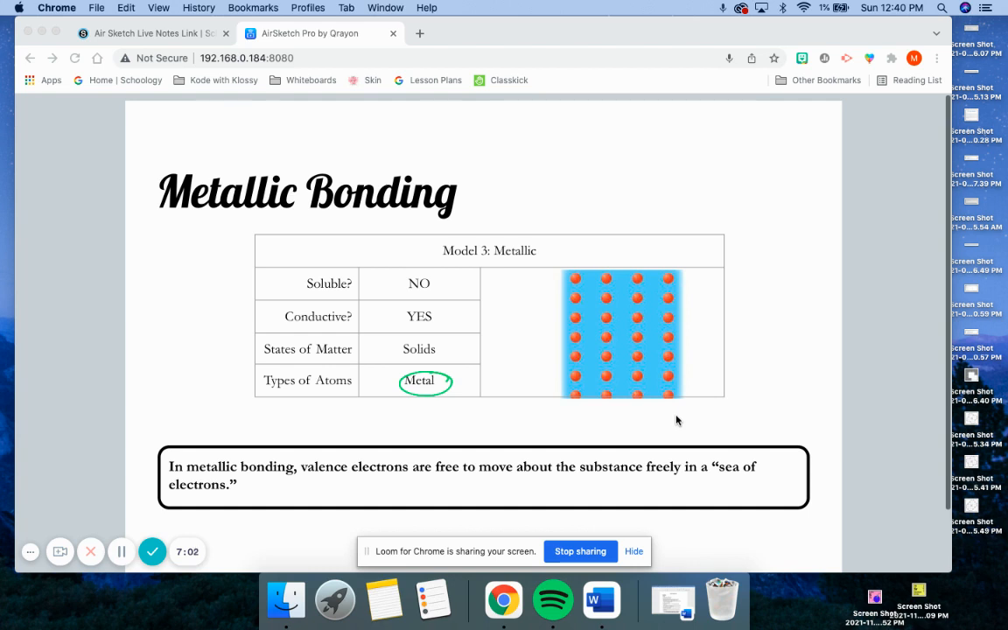So in metallic bonding, we have an interesting model in which the valence electrons between metal atoms are free to move about the substance in what we call a sea of electrons. If you can imagine the valence electrons from this atom up here, they can be released and they're almost slingshotted all around this network of metal atoms. They are not tethered to any one atom in particular, and this makes the bonds amongst metal atoms in metallic bonding very strong.